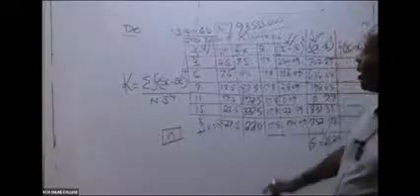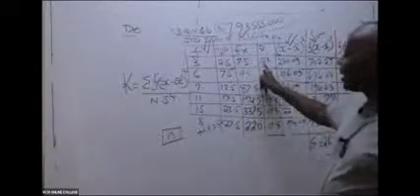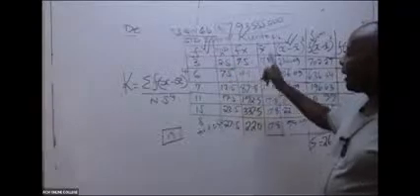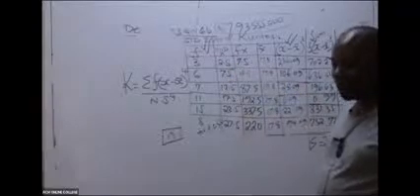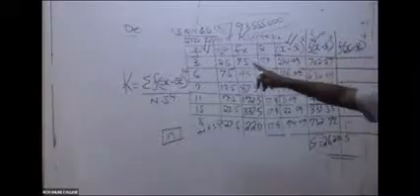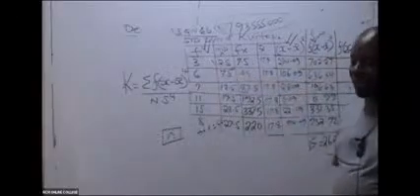Remember, what are we doing? We are taking this x minus x bar, the first one, this minus this. Whatever answer we get, we raise to power 4. Whatever answer we get after that, we multiply with this frequency. The frequency here is 3.